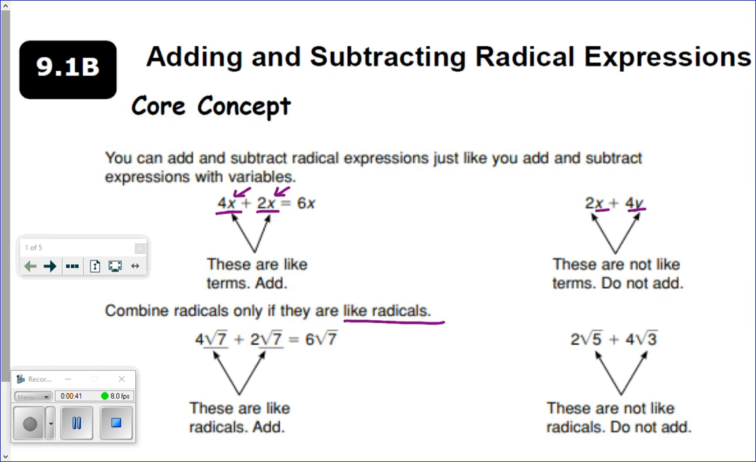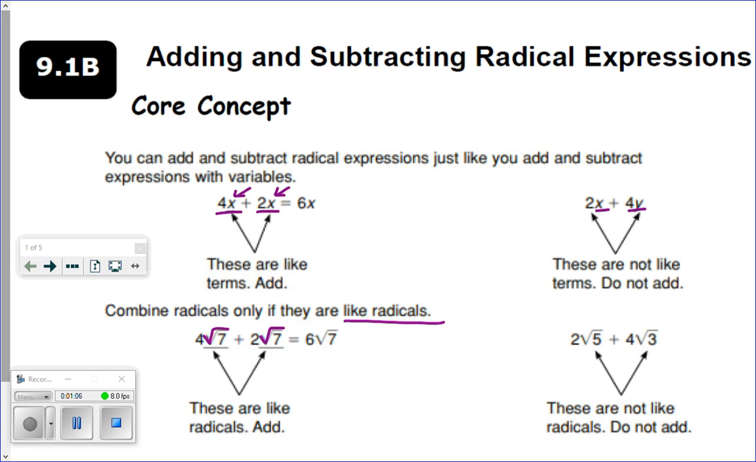Okay? Like radical means that the radical itself is the same index. For example, square root and square root, or cube root, fourth root, and fourth root. It's very similar to the variables up here having the same exponent. For the radicals, they just have to have the same degree. I would not be able to add a square root with a cube root, but as long as they're all square roots, we're good. Okay?